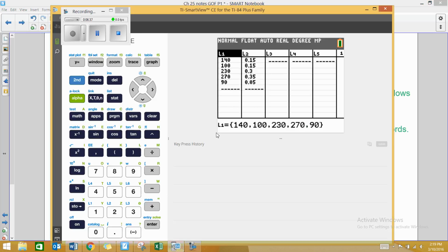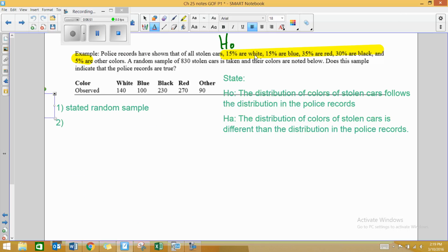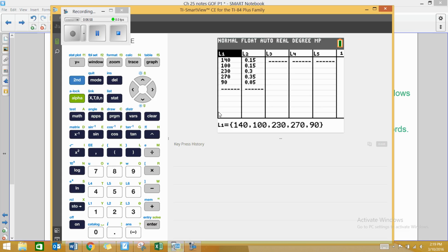So you guys will probably need a second to do that, but I already have it here, so ask the sub to pause the video if necessary. But here you'll see, and please be very, very careful with the order in which you put these in, because the order for the word problem, so the order that's been highlighted up here, is different than the order that the observed are listed. So the way that I have it put into my calculator, just make sure yours match. So I have white, blue, black, red, and other. Okay, then over here in list 2, I have the expected proportions.